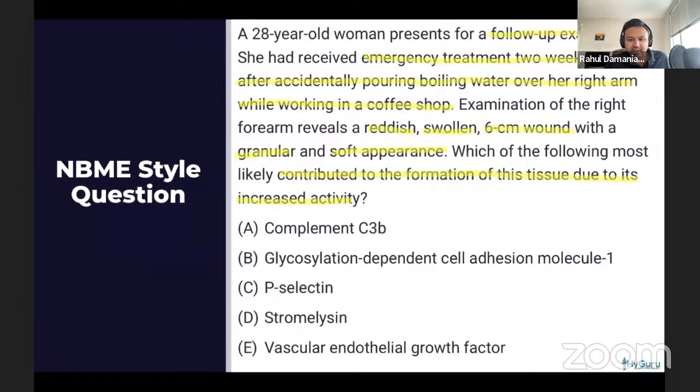A, C3b, B, glycosylation-dependent cell adhesion molecule 1, C, P-selectin, D, stromelysin, or E, VEGF? What do you think is the best answer?